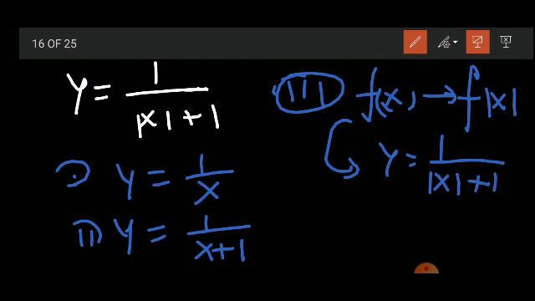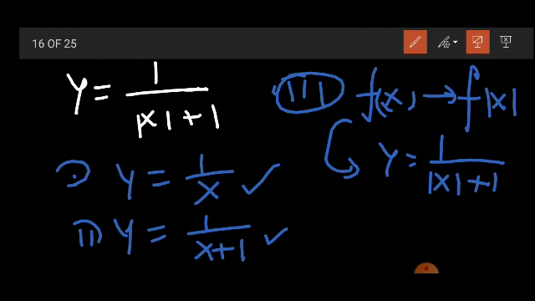So mod x plus 1. How will we tackle this? You know, y equal to 1 by x is a rectangular hyperbola. So for this, the first step is to go for y equal to 1 by x. And then in the second step, you have to shift along the x-axis. Now, while shifting along the x-axis, instead of x, it is x plus 1. So, will the graph shift leftward or rightward?